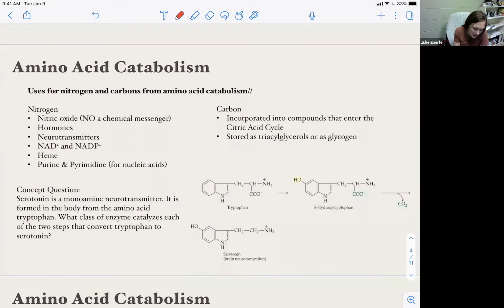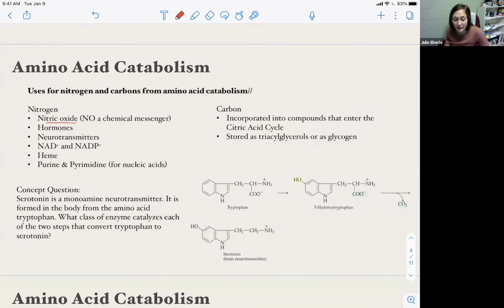So nitrogen can either be recycled into nitric oxide. Nitric oxide is actually a very interesting molecule chemically. It's actually a free radical. And what do we know about free radicals? They can react with anything in the body. It seems very damaging, right? We have antioxidants specifically for the removal of free radicals in our body. But nitric oxide is different.